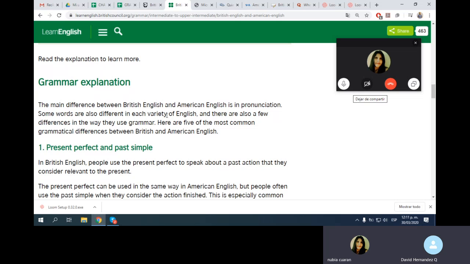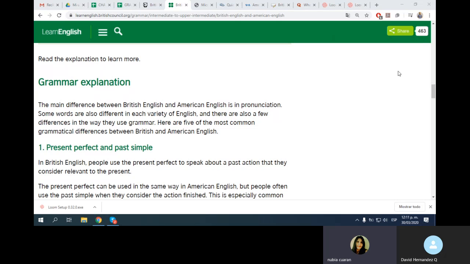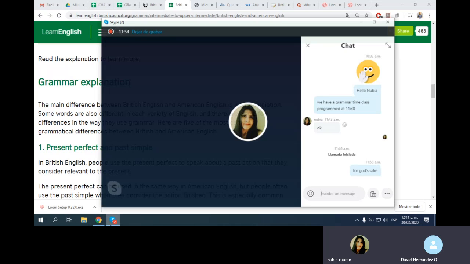Y la palabra se dice variety. Si quieres sonar más americana, en vez de T, dices ri: variety, variety. Te lo voy a tratar de escribir aquí en el chat, más o menos como suena.